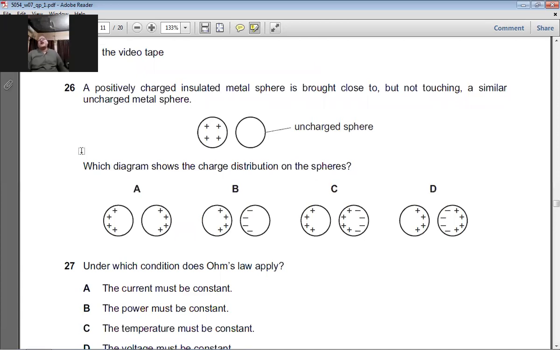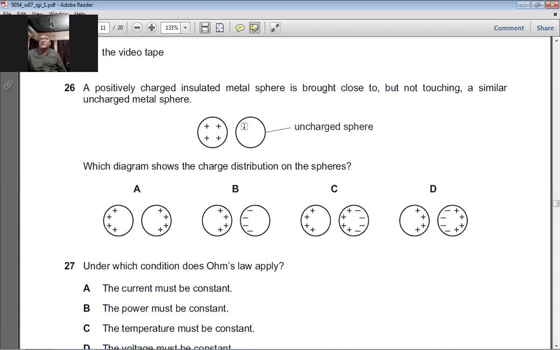A positively charged insulated metal sphere is brought close to, but not touching, a similar uncharged metal sphere. Here you have a positively charged sphere and here you have an uncharged sphere. Which diagram shows the charge distribution on the spheres?